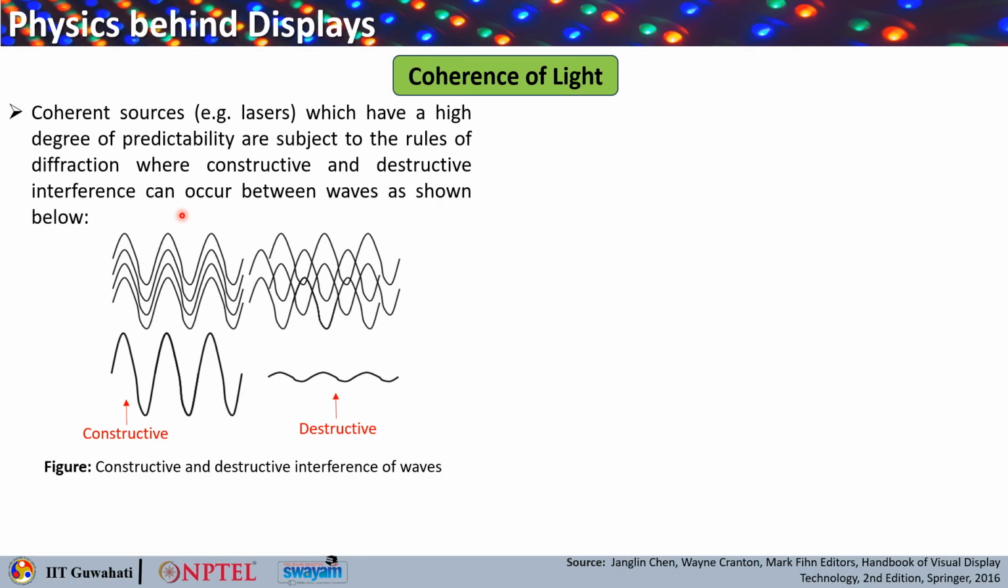So, if you take coherent sources such as lasers, which have a high degree of predictability, they are subject to rules of diffraction, where constructive and destructive interference can occur between the waves as shown below. When they are all in phase, you can have constructive interference. When they are completely out of phase, they cancel each other out and you get destructive interference.